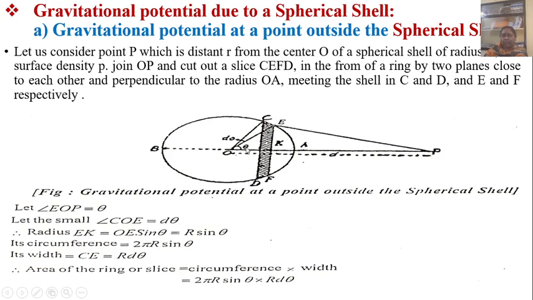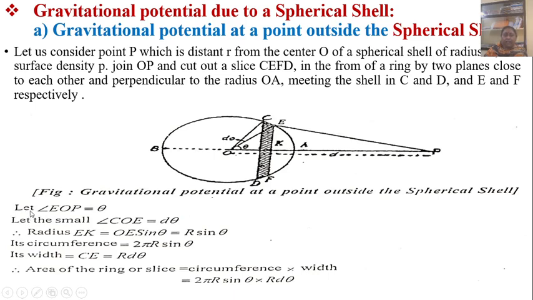Now join this point E and P from this figure and cut out a slice CEFD, that is a ring CEFD, in the form of a ring by two planes close to each other and perpendicular to the radius OA, meeting the shell in C and D and E and F respectively.